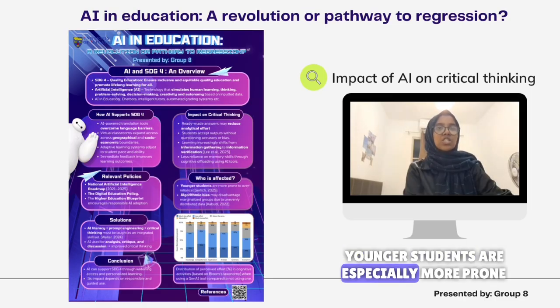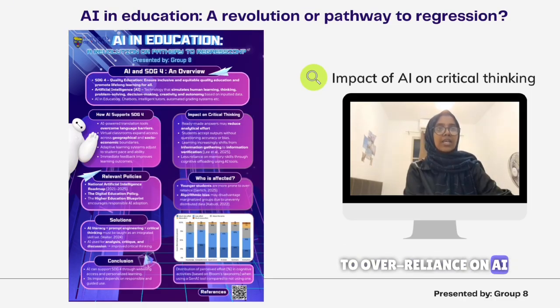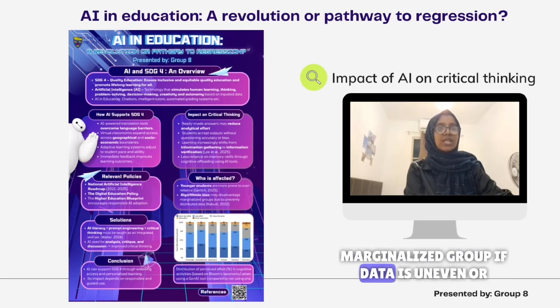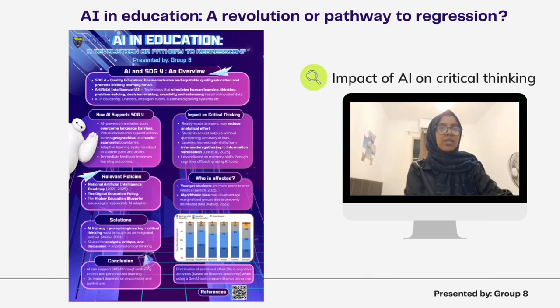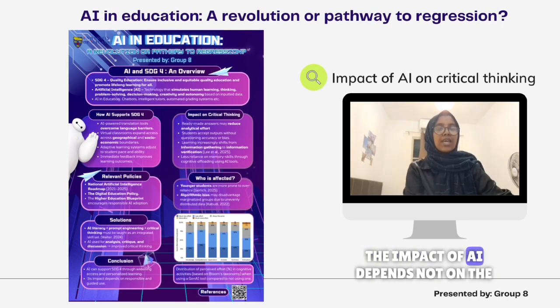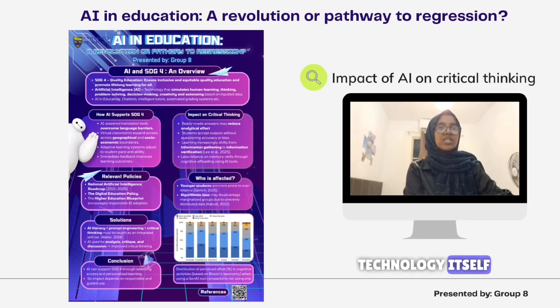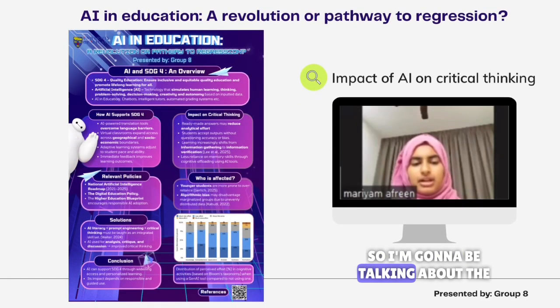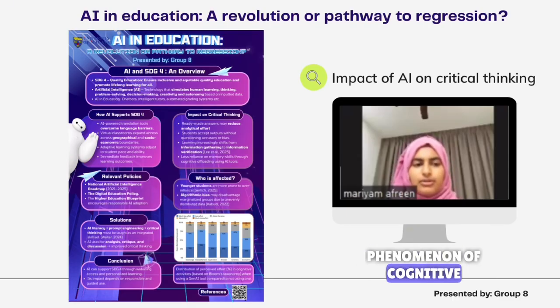Younger students are especially prone to over-reliance on AI, and algorithm bias may further disadvantage marginalized groups if data is uneven or biased. However, when AI is used responsibly for analysis, critique, and discussion, it can support rather than weaken critical thinking. Therefore, the impact of AI depends not on the technology itself, but on how it is guided and used in education. My name is Mariam, and I'm going to be talking about the phenomenon of cognitive offloading.